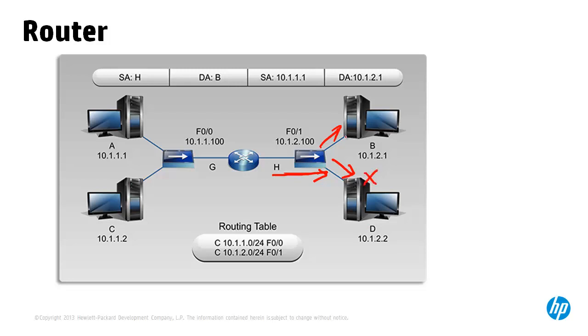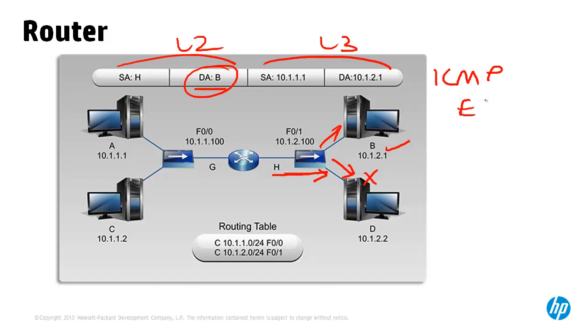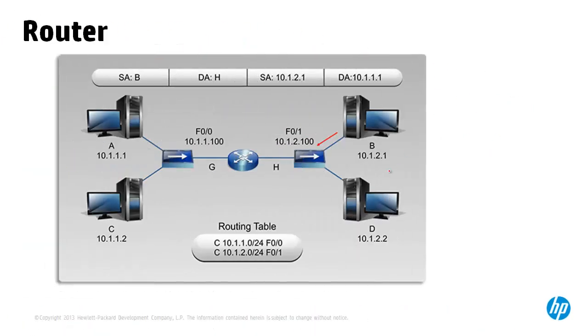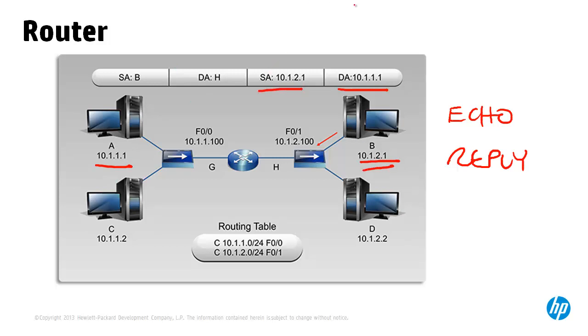D will drop the frame because the destination MAC address is B and not D. B will receive the frame at layer 2 because it's destined to itself, and then it'll process the layer 3 and layer 4 information. In this case, it's an ICMP echo message sent from A to B, so it's going to want to reply to that echo message. So B will reply, echo reply. But please notice the echo reply is going to a destination IP address of 10.1.1.1, host A. Source IP address is 10.1.2.1, local machine.